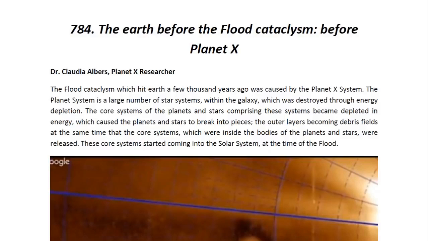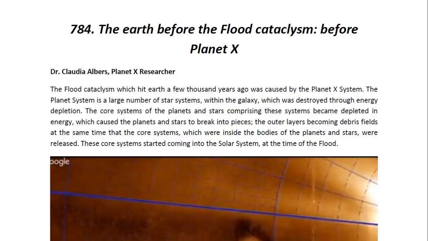This one's entitled The Earth Before the Flood Cataclysm, Before Planet X. Now, the flood cataclysm which hit Earth a few thousand years ago was caused by the Planet X system. The Planet X system is a large number of star systems within the galaxy, which was destroyed through energy depletion.